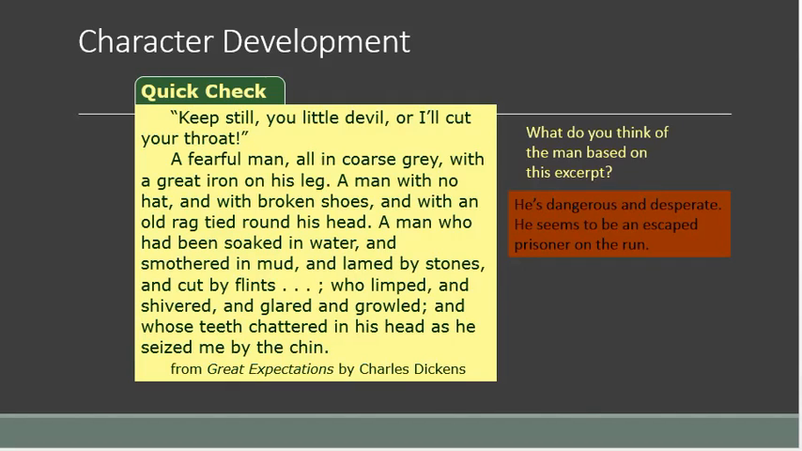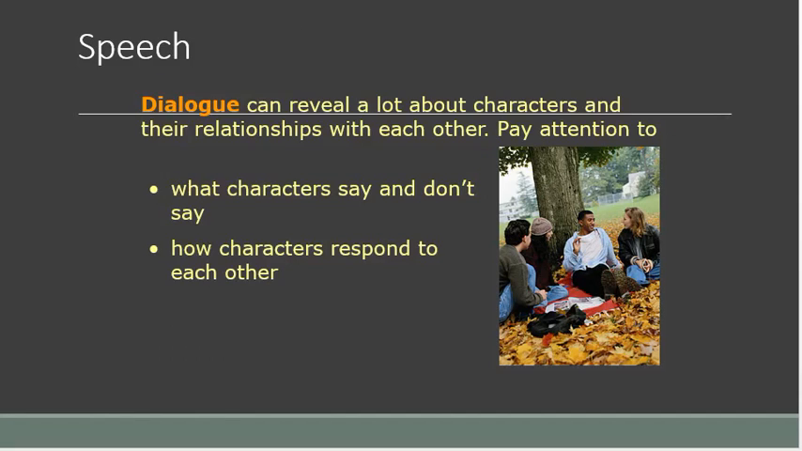What do you think of the man? Well, it's clear that he's dangerous and fearful, right? He's seemingly desperate. I think given his great iron on his legs, he's escaped from prison and he's on the run. You'll have to read the story to find out. Great novel.